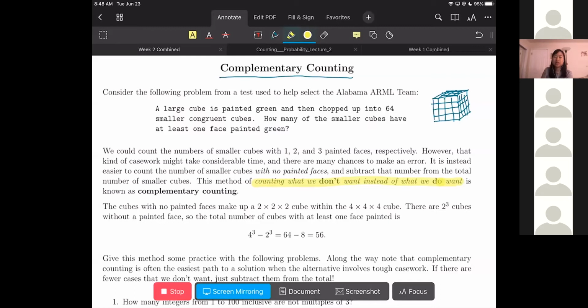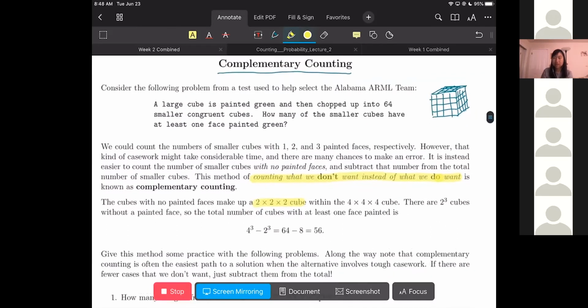So in this case, how many cubes have no painted faces? The only cubes that have no painted faces are the inner 2 by 2 by 2 cube that doesn't have any faces touching the outside. Since it's a 2 by 2 by 2 cube, the total number of cubes that don't have any paint is 2 cubed, which is 8. And then the total number of cubes overall is 4 cubed. So to get the final answer, we can subtract 2 cubed from 4 cubed to get 56.